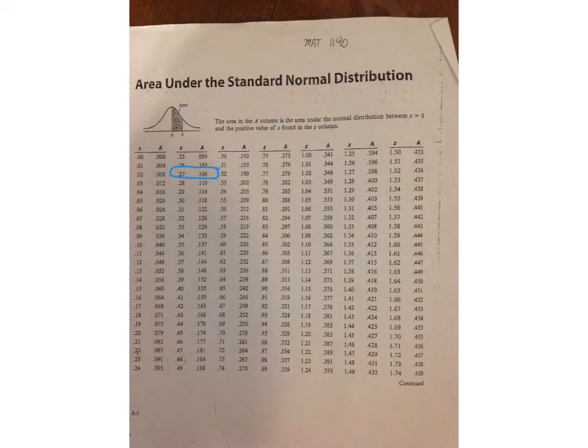1.04. Let's find that. 1.04. Why can't I find it? Here's my z. 1.04. There we go. Okay, so the area between 0 and 0.27 is 0.106. I may have misspoken on that too. 0.106. And to 1.04 is 0.351.